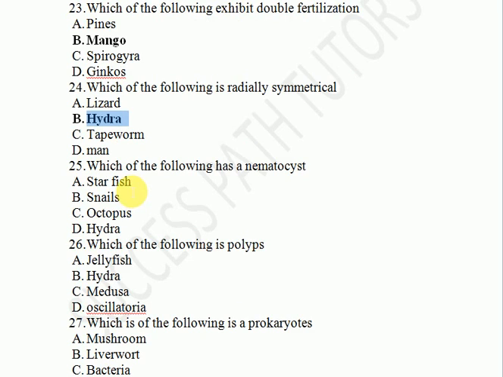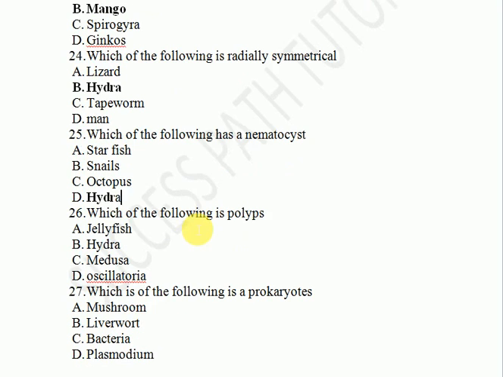Which of the following has a nematocyst? That's Hydra. It is used as a protective organelle in it. That's what it uses to protect itself from predators and also to kill its prey, because this nematocyst is used to sting. So what it stings, the prey becomes paralyzed, then it holds on to it.